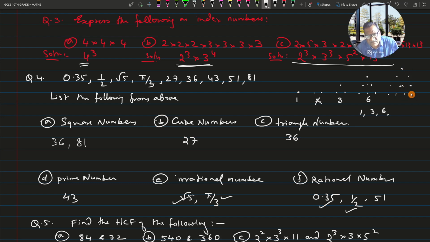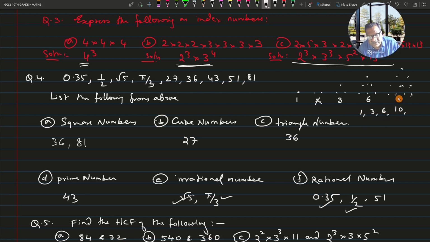Okay. Now, what is the total number of dots? It is 4 plus 3, 7, 7 plus 2, 9, and plus 1, 10. So 10 is also a triangle number. These types of numbers, which can form triangles, are known as triangle numbers, isn't it? Now, is 36 a triangle number or not? If you want to find out, see, this is 1, 3, 6, 10.